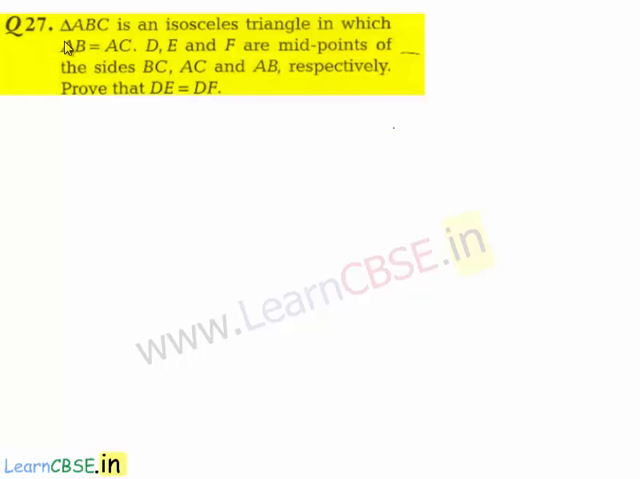Moving on to 27th question. Triangle ABC is an isosceles triangle in which AB is equal to AC. D, E and F are the midpoints of sides BC, AC and AB respectively. Prove that DE is equal to DF.